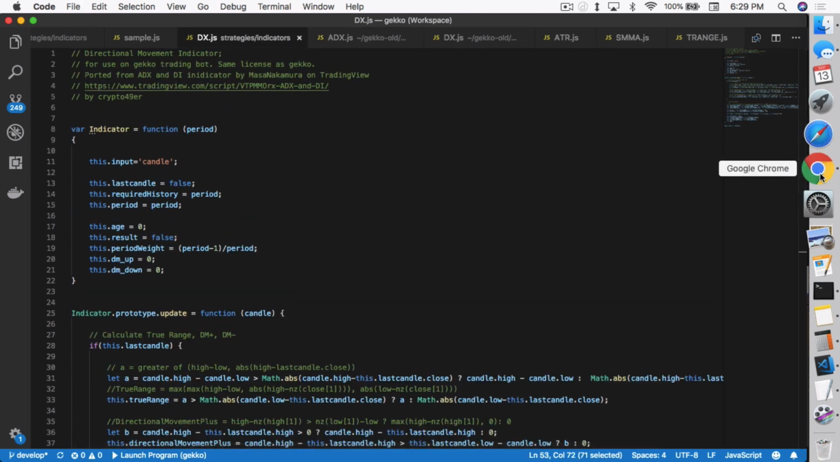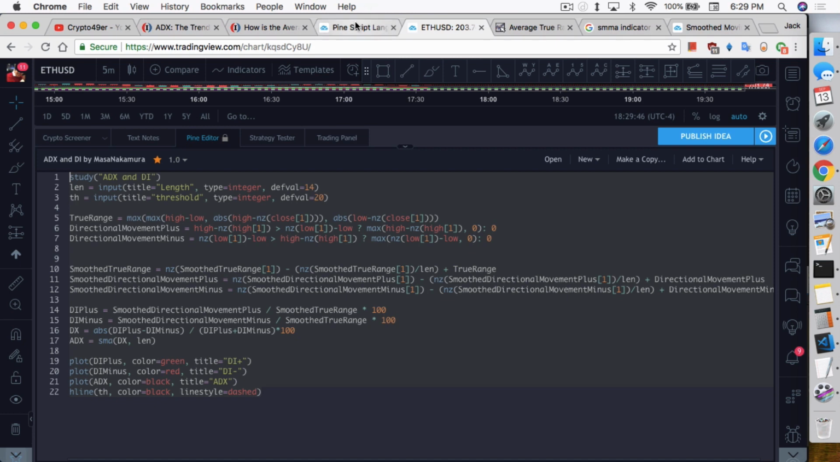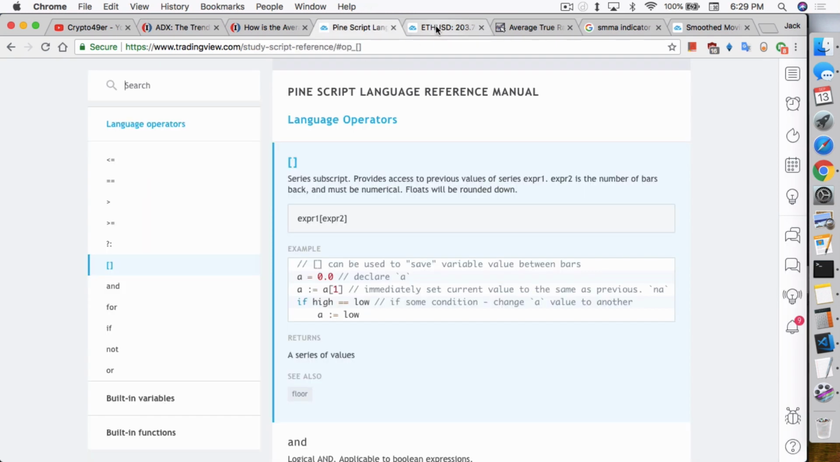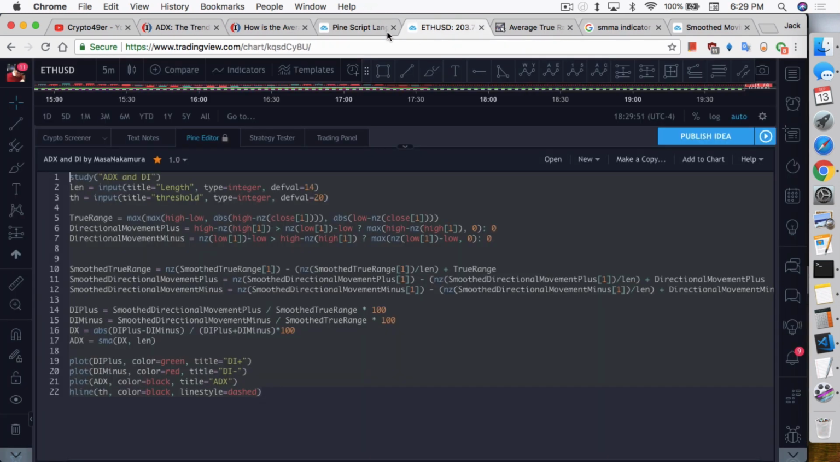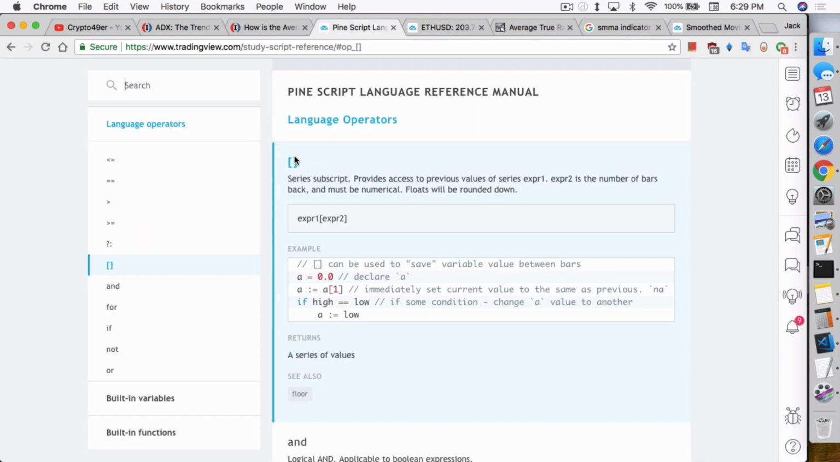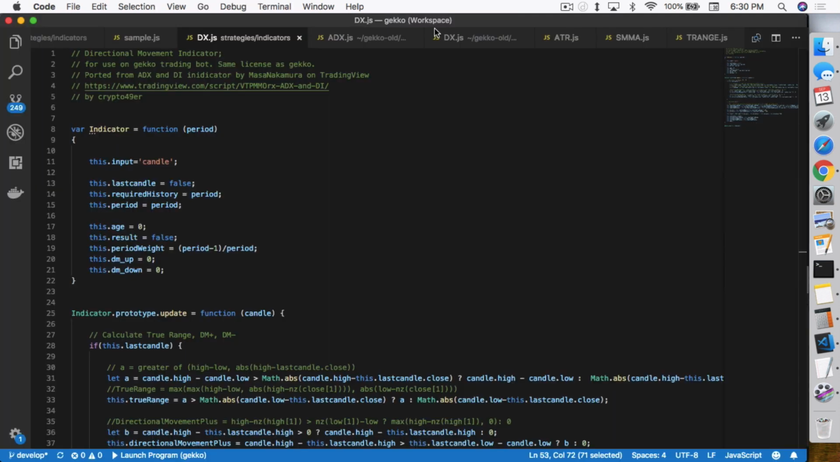I think there's a couple of things I really wanted to cover. With the Pine script, if you're not familiar with it, there's a couple of things you definitely need to know. One is the brackets. Yes, you see here the brackets. The brackets are basically a way for you to access previous candle information or previous value information. So instead of having to create your own array of the previous candles and store them in an array, Pine script does it for you already. But within Gekko, you don't get the freebie. So you have to do it yourself in a sense.